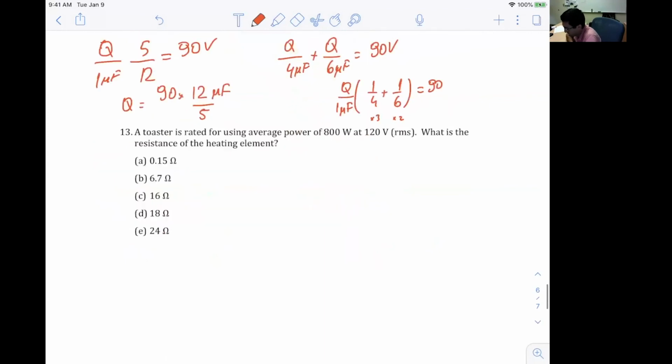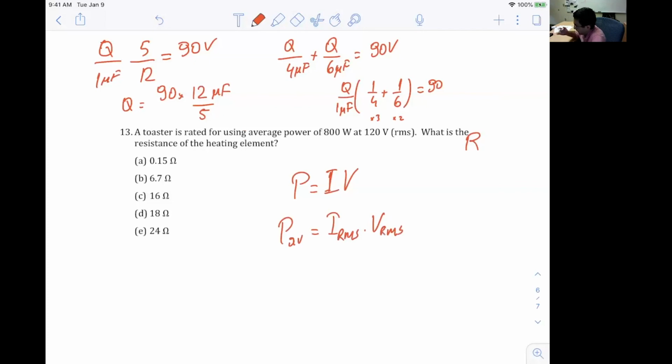Okay, last question. A toaster is rated for using average power 800 watts at 120 volts. What is the resistance of the heating element? So the element is a resistor, R basically. The power is going to be I times V, right? And its average power is I RMS times V RMS, right?